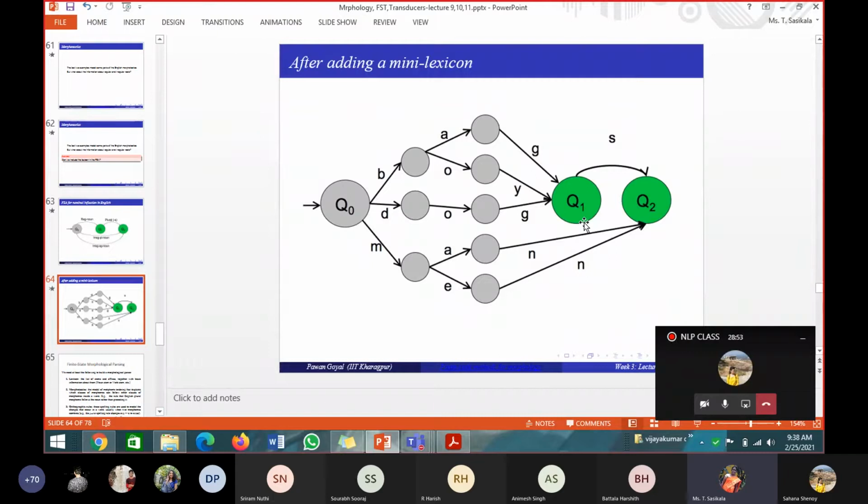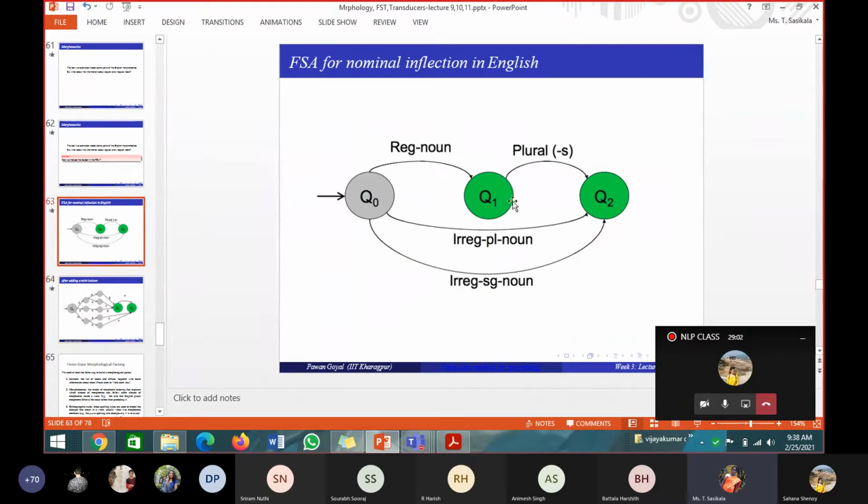From Q0, now having all possible intermediate states. Yes or no? Do we have intermediate states or not? Previously I told you there is no intermediate state. Simply I have Q0, regular noun. So this regular noun I made it as a lexicon, word by word. So now I have an intermediate state.